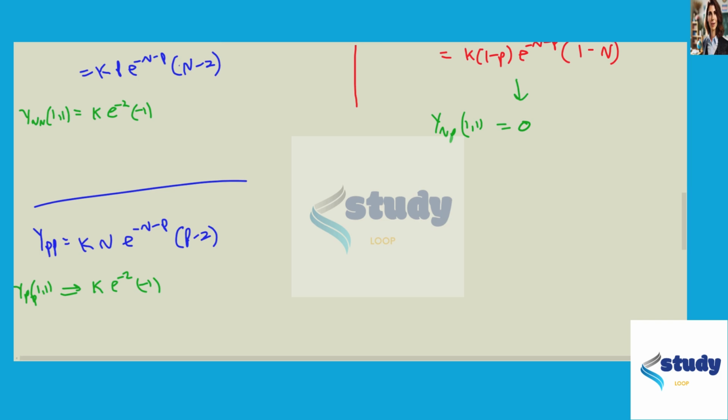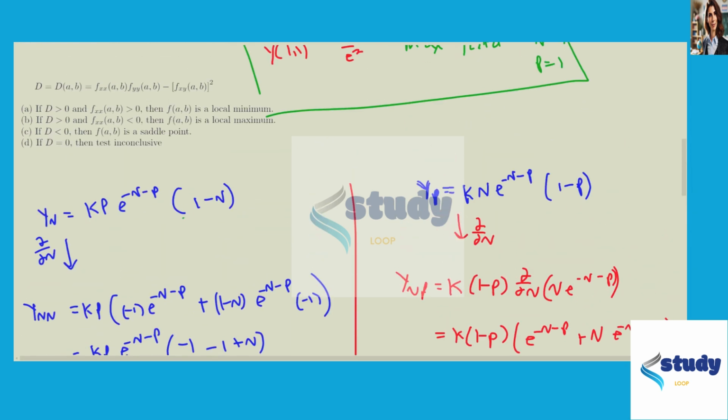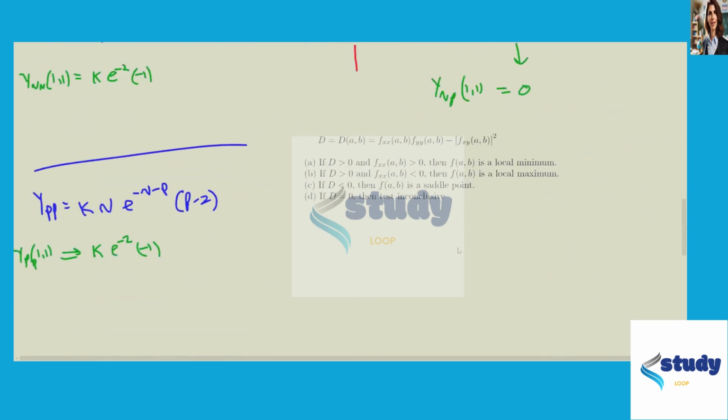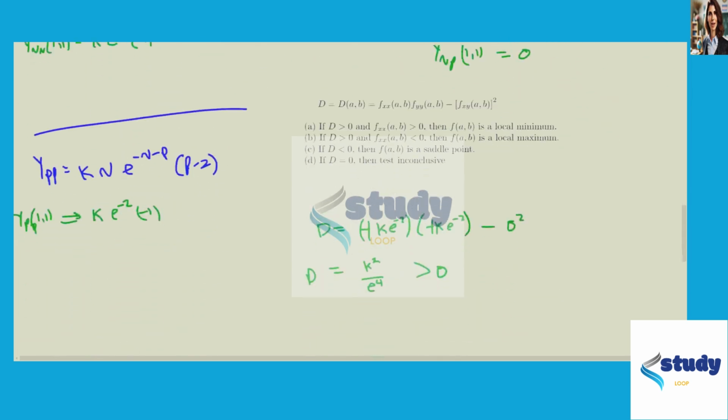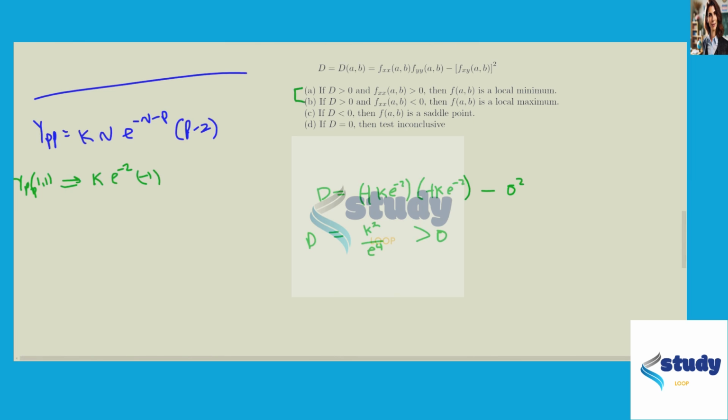Okay. Now, let's see what that equation was again. So we multiply them together and then subtract off the mixed partial when we square it. So this is going to give us D is equal to negative k e to the negative second times negative k e to the negative second, and then minus 0 squared. So these cancel out, and then we would just get k squared, and then e to the negative 2 times e to the negative 2 is e to the negative 4. So this is strictly larger than 0, which means we fall into either case A or B.